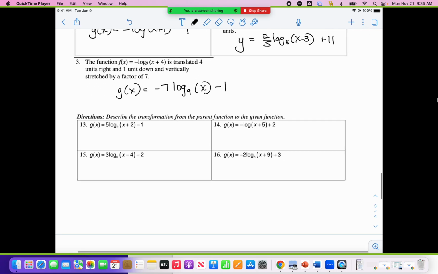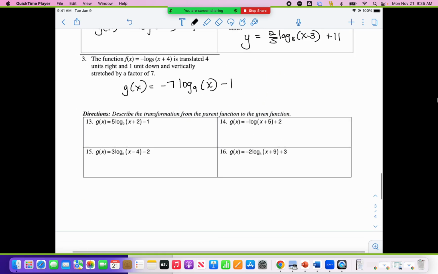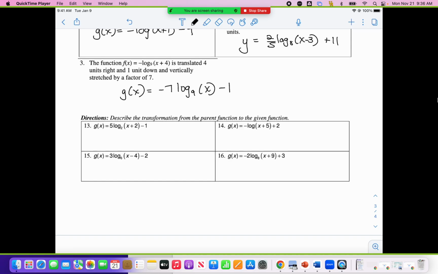All right, in this next group, describe the transformations. You're assuming the parent function, like in number 13, would be log base 2 of x. So write down all the transformations for all 4 of these. Do as many of them as you can. Then when we're done, I will pull up my 4.6 homework and we'll go over as many of those as we can.